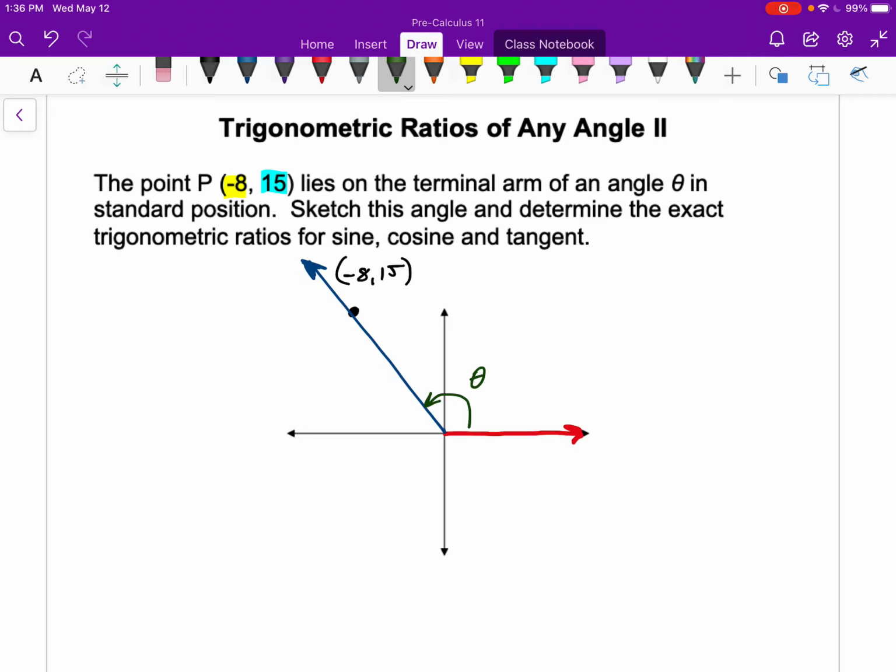We can probably think of theta being like that. Although again, that's not the only way the angle could end in that point. That's not the only possible angle for theta. That's it. I've sketched the angle, so let's determine the exact trigonometric ratios for sine, cosine, and tangent.